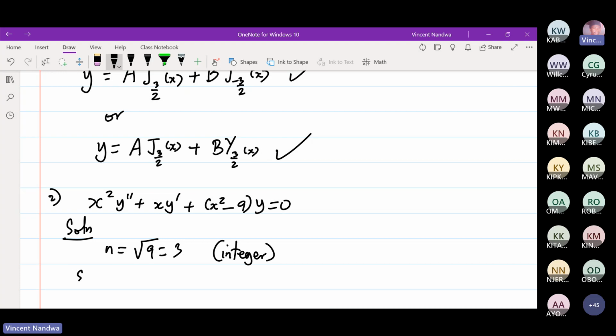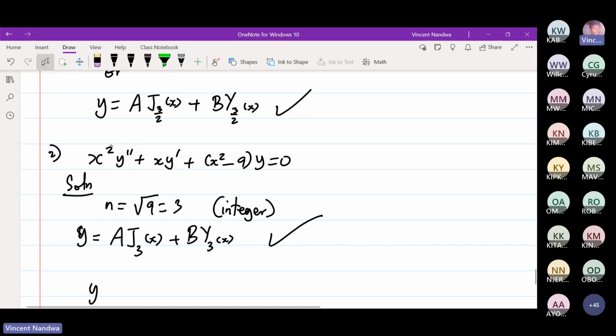Now remember, when the value of n is an integer, there are no two options, it's only one option. So your solution should be involving J and Y, not the first case. The first case is only applicable when n is non-integer. So the general solution will be y equals a J3 of x plus b Y3 of x. This is the only solution you write. If you write y equals a J3 of x plus b J minus 3 of x, you get it wrong, because this structure where we have Jn and J minus n only applies for non-integer values of n. So that should be clear from the word go.